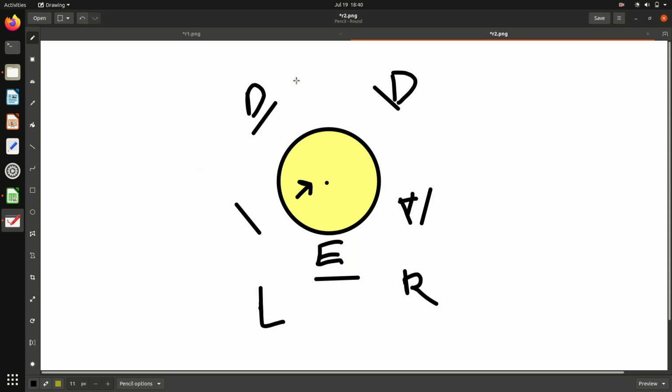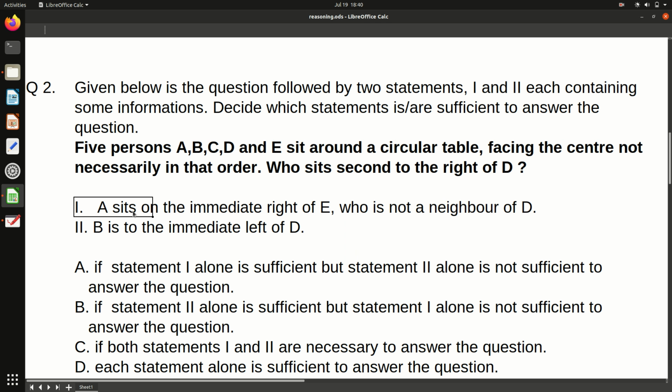Now D could be here also, here also. We are not certain. So how can we solve this question? If the D position is fixed, then only we can say who is second to the right. But D is not fixed. It means using the first statement itself we cannot solve, so we will move to the second also.